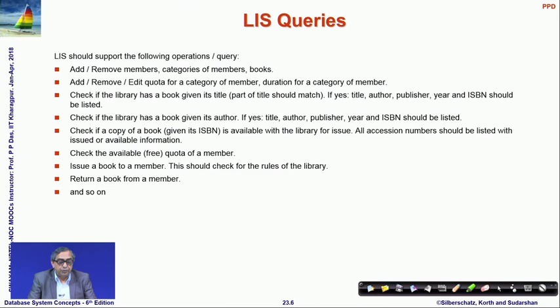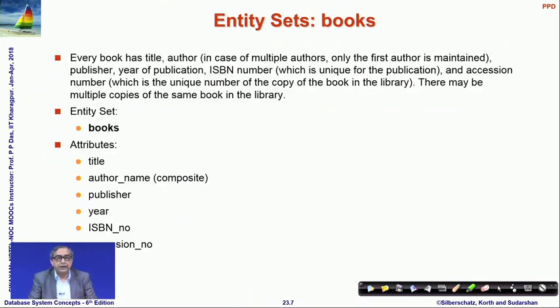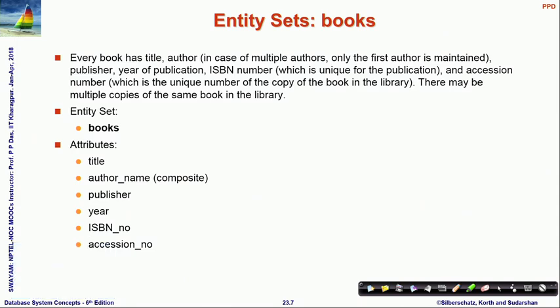It should be possible to check the available free quota of a member, and certainly it should have features of issuing a book to a member, and this should check for the rules of the library as stated. It should be possible to return a book and so on. So, these are the typical queries against which, in the backdrop of which, we will try to design the database system.